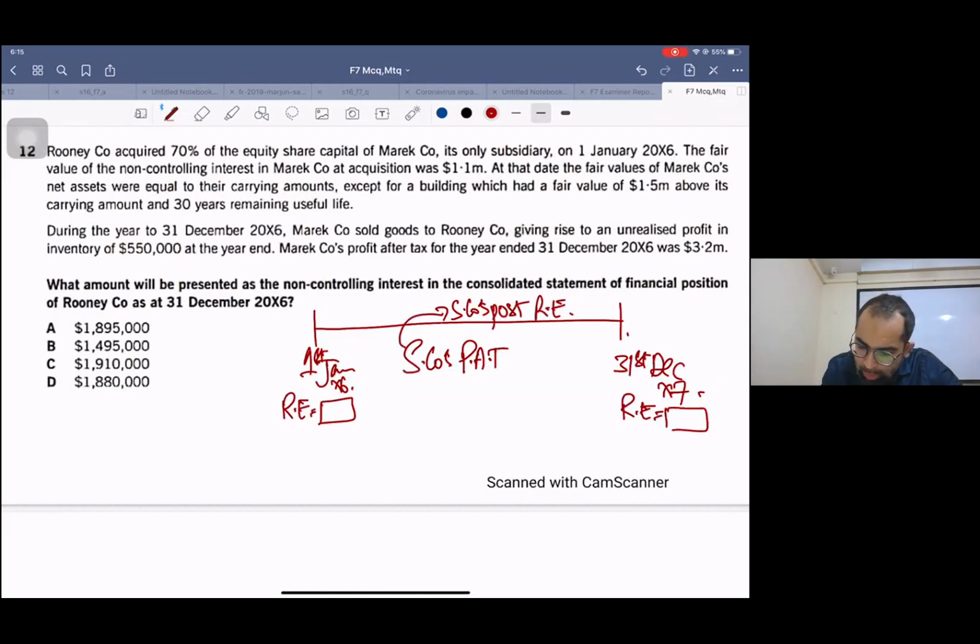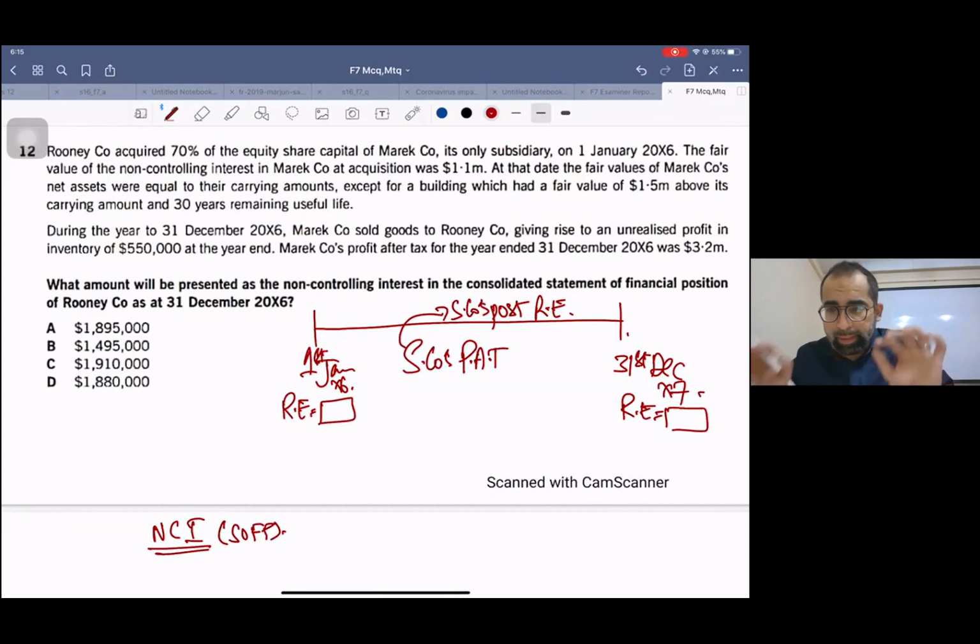Okay. Now let's find out things. Do you know the formula of NCI? Do you know the formula for NCI in the SOFP? If you are using the full goodwill method, listen to my words. In the full goodwill method, NCI is reported at fair value, but that fair value is always given ready-made in the question. But that is as of the acquisition date. See, acquisition date, 1.1 million.